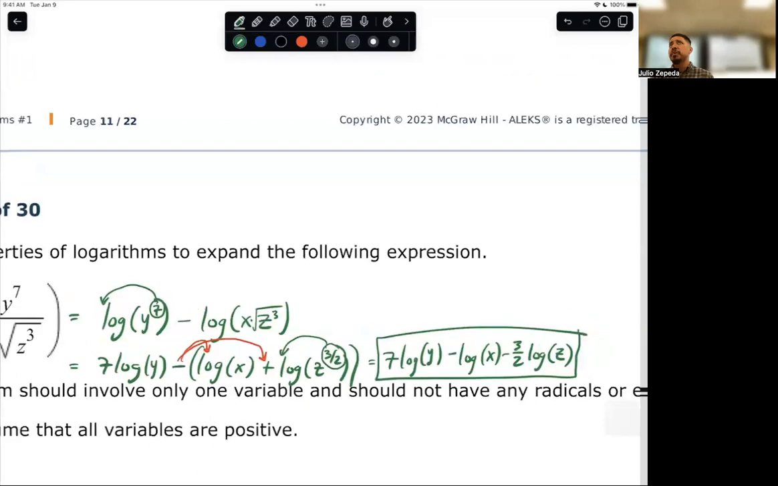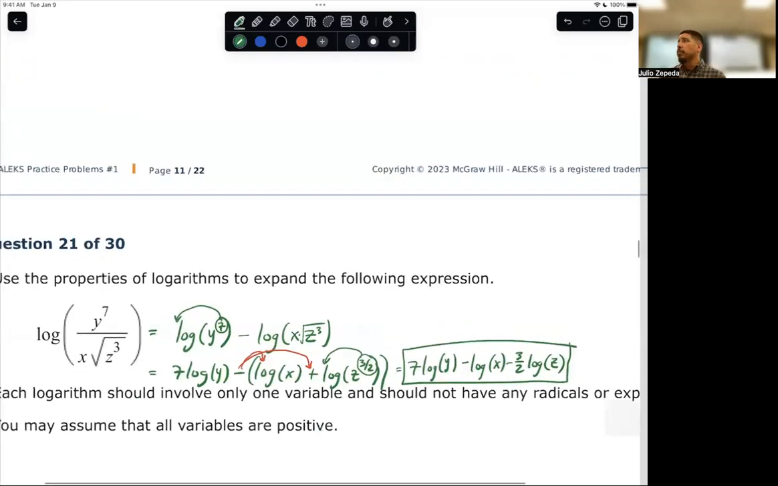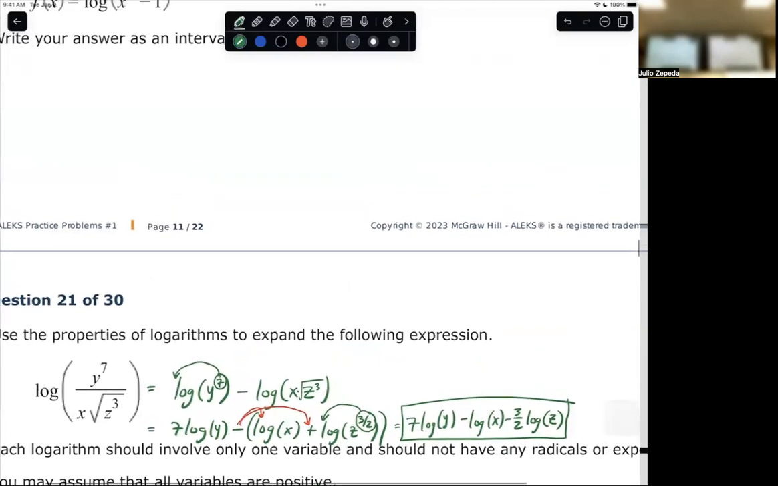Could we have done this in one step? Yeah, if you're comfortable enough to do these in one step, there's not really anything you need to do. Just know that anything that's in the numerator will have a positive log. So 7 log of y. Since both of these x and z are in the denominator, they should have negative logs. So minus log x, and then minus, make sure to write any exponents in the front. So minus 3/2 log of z. Now you can do it in one step as well.